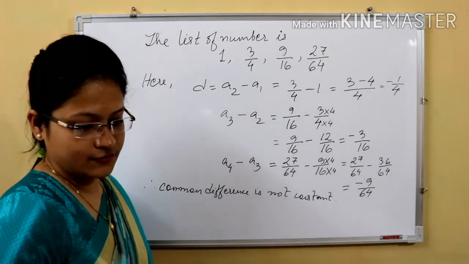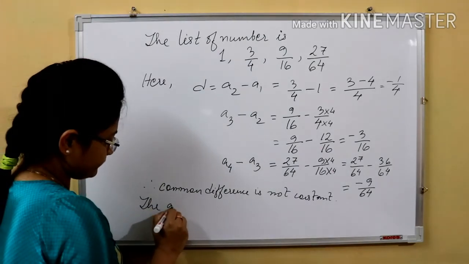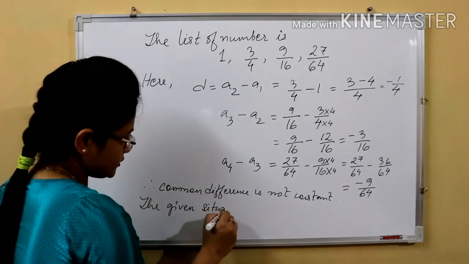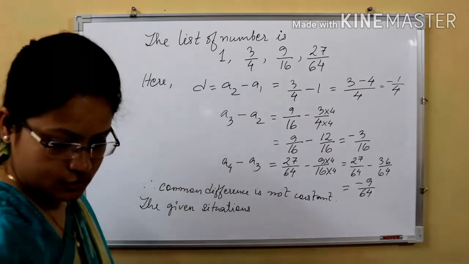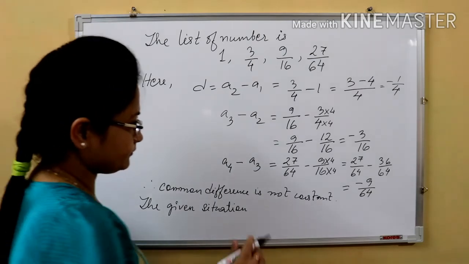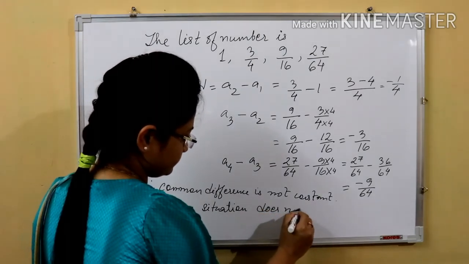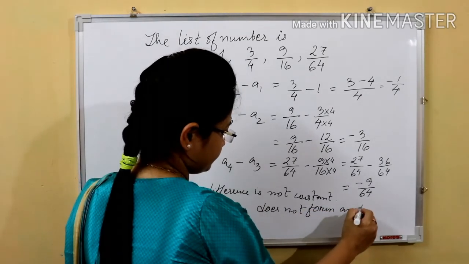If the common difference is not constant, therefore the given situation does not form an AP.